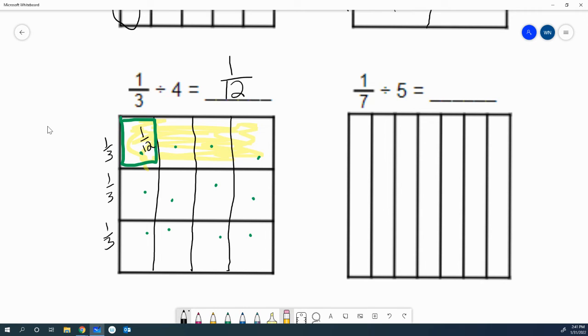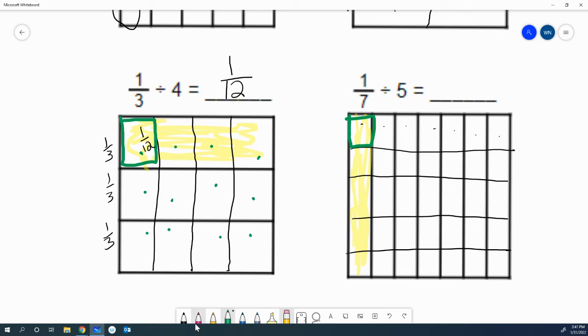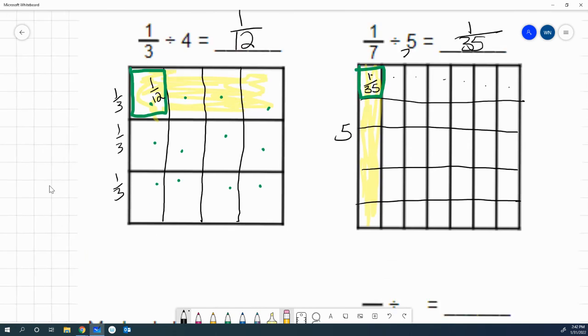I want you to go ahead and try the next one, 1/7 divided by 5. All right, for 1/7 divided by 5, you should notice that we have 7 across this way. So there's your 1/7. I'm going to go ahead and highlight my 1/7. And I want to divide it into 5 pieces. So in order to do 5 pieces, we're going to draw 4 lines. So there's 1, 2, 3, 4 lines. So again, we want to know how many rectangles there are total so we can figure out what fraction this rectangle is. So I know it's 5 this way and 7 this way. So that means there are 35 rectangles. And this is one of them. So you should have gotten 1/35. If you did not, make sure you go back and check your work so you get the same answer.